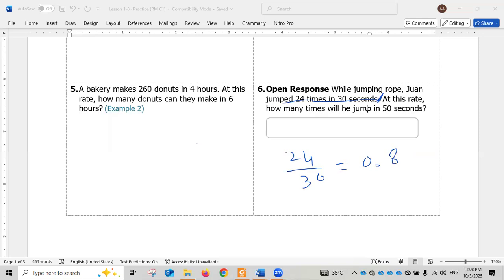Now the next part of this rate: how many times will he jump in 50 seconds? So if in 1 second John can jump 0.8 times, in the next 50 seconds he can jump 40 times. Okay, if you multiply it, you will get 40 times. Now let's move toward question number 2.